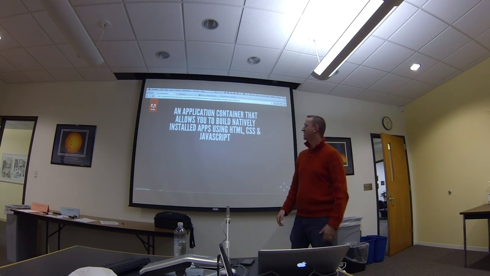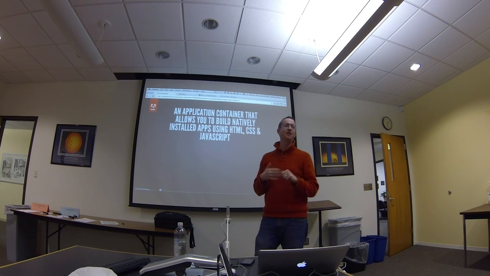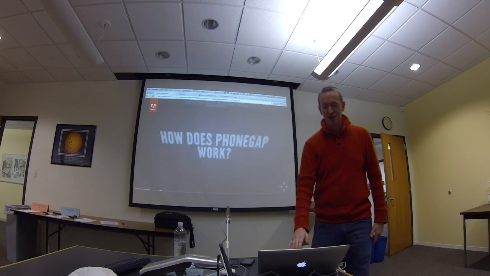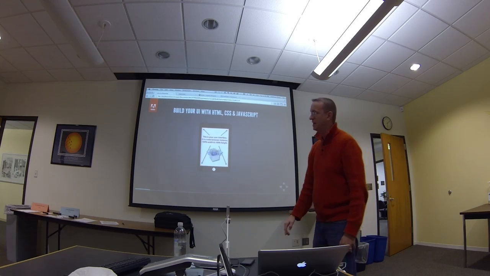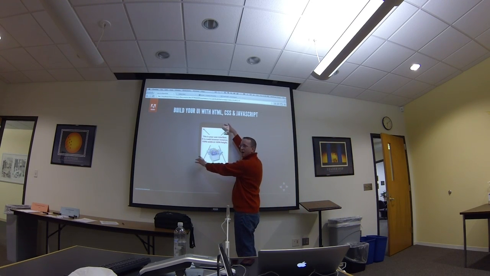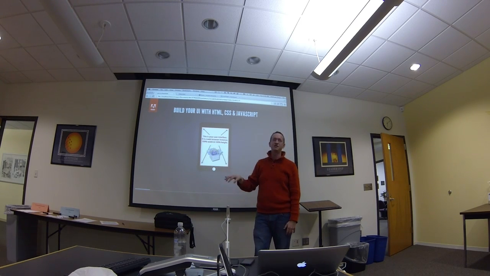PhoneGap is an application container that allows you to build natively installed mobile apps using web technology. So you build your apps with HTML, CSS, and JavaScript. The best way to think of it is you have your device. The entire user interface on my device is a web view that's 100% width, 100% height, and everything inside of this is the user interface for your application. It's all actually HTML, CSS, and JavaScript.